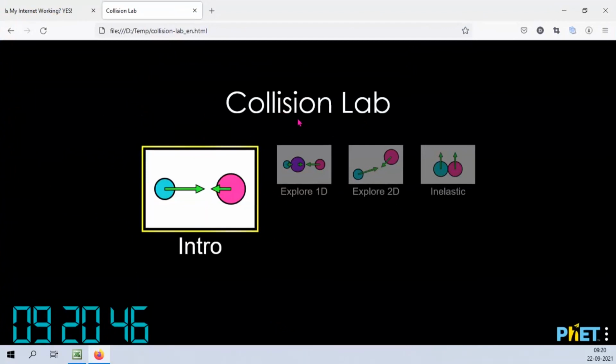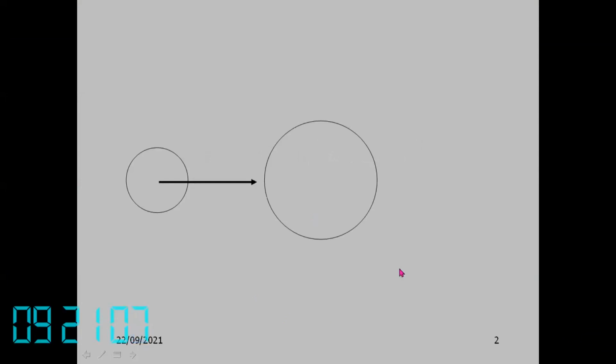this collision lab we will use. So what is the first step in planning an experiment? Same like the uncertainty collision, what is the response variable? So we have to decide what is the response variable. Collision of two balls. So you have two balls.